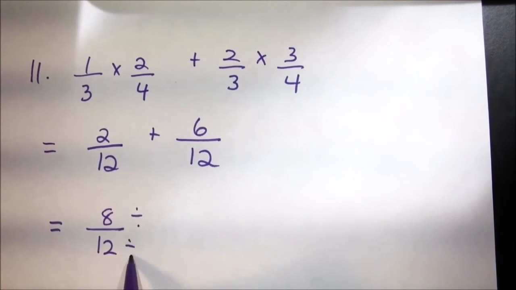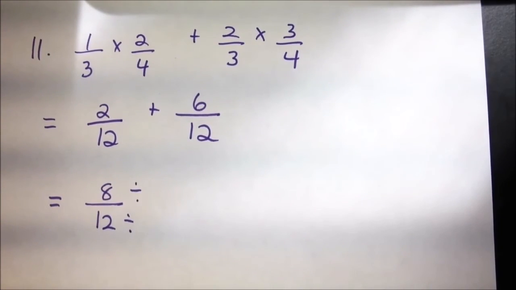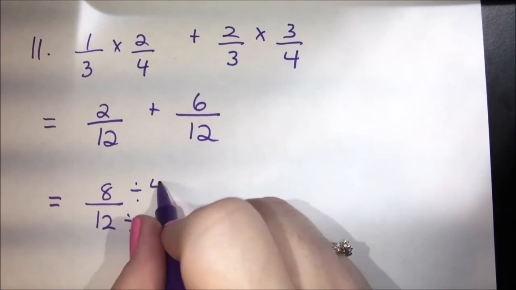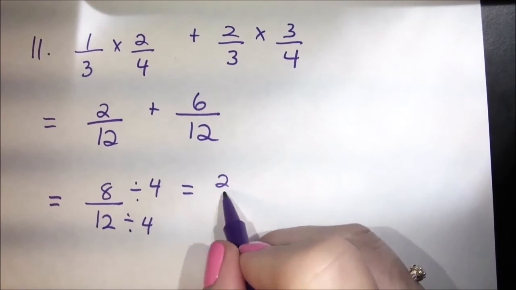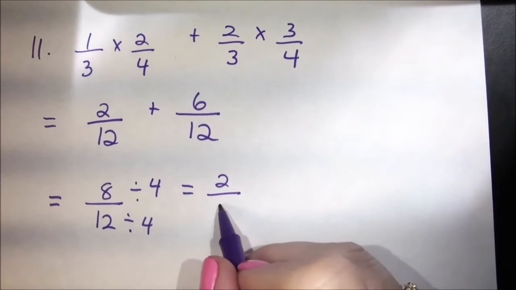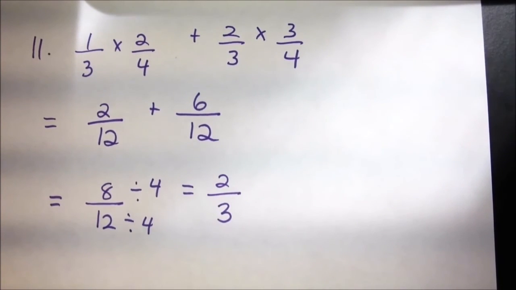And then we can divide by, what would you divide by here to reduce? Well, we could divide by 2, but then we'd have to do it again. So we could divide by 4 at the start and be done quicker. So 8 divided by 4 is 2, 12 divided by 4 is 3. Now, if you want to divide by 2 and then divide by 2 again, that's totally fine. You get the same answer.